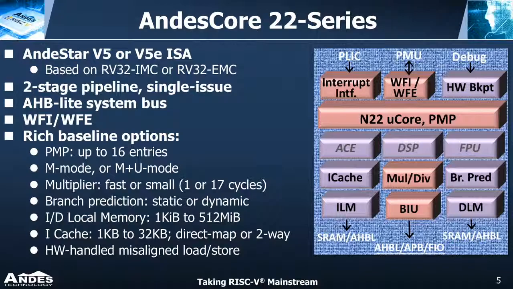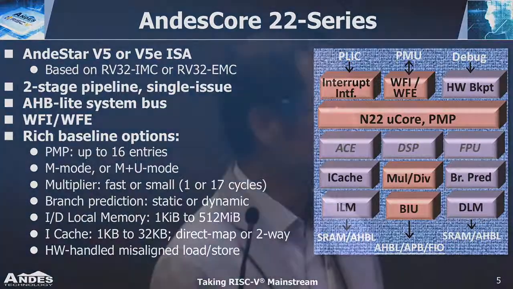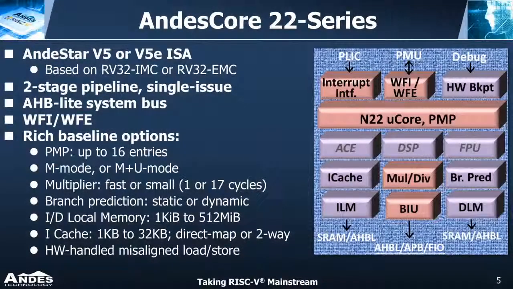Some of its features include, for interface, an AHB-Lite bus interface unit. Also a fast I/O interface is there. Physical memory protection supports up to 16 entries. It comes with machine mode, and machine and user mode. We support a fast multiplier, or you can choose a slower but very small multiplier. It supports branch prediction, static or dynamic.